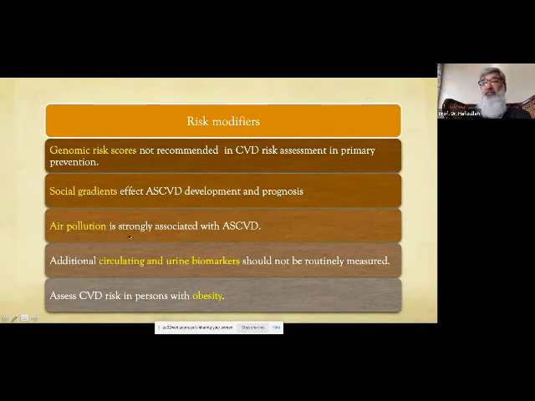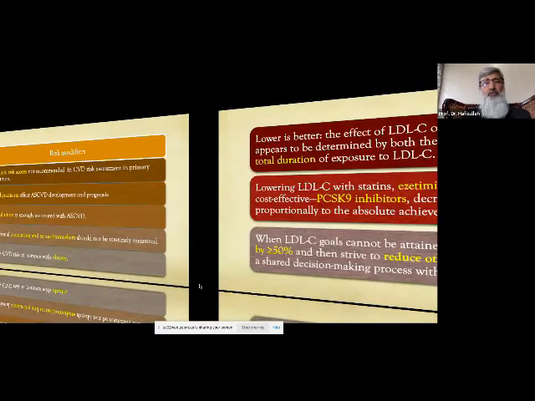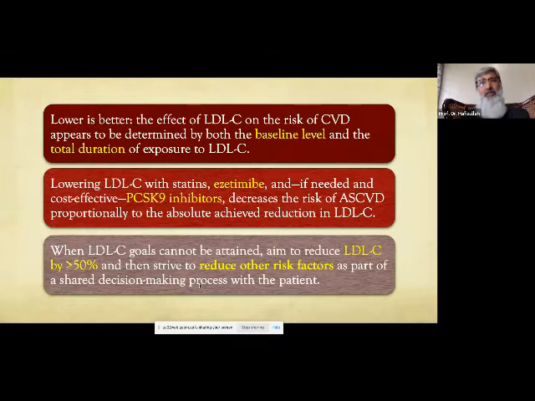Air pollution is very strongly associated with cardiovascular disease, and there is a lot of work taking place on that. Urine biomarkers and circulating biomarkers should not be routinely measured at present. Maybe in the future they become something that we should be looking forward to. And in those people who have obesity, we should look for cardiovascular disease risk. So out of this, the important thing is that calcium scoring is something we should be doing in our patients to look for the risk of cardiovascular disease.